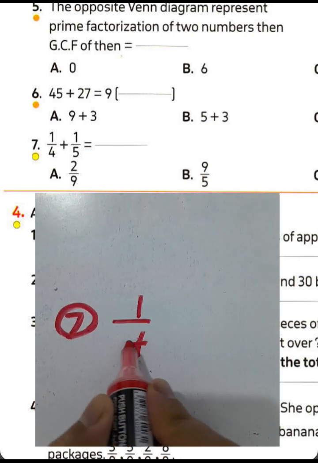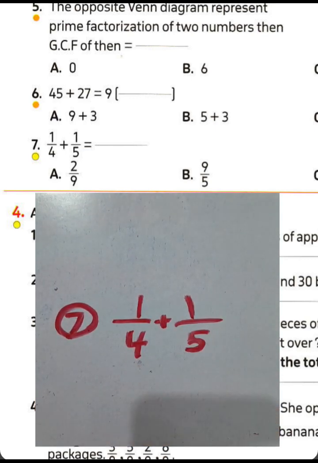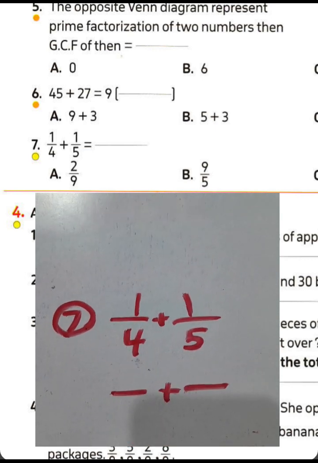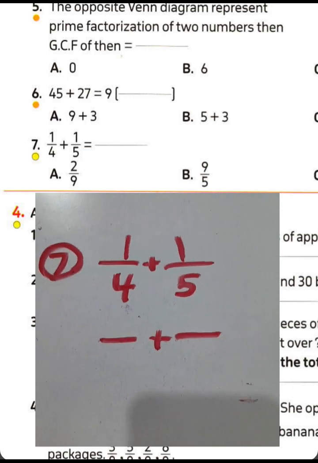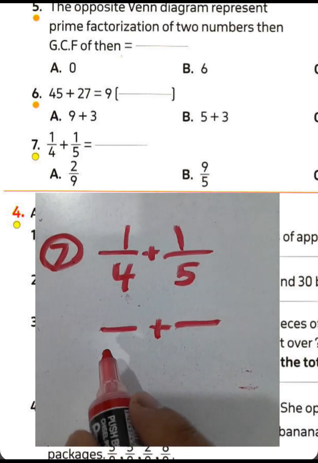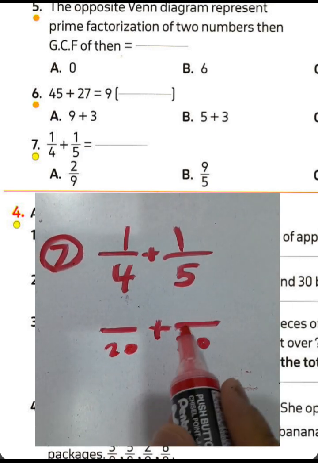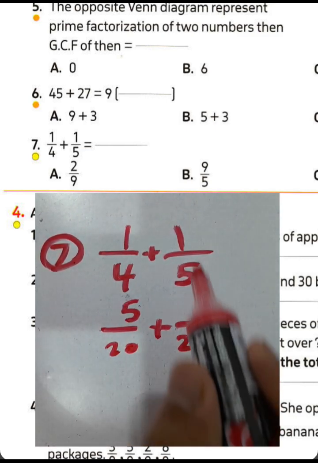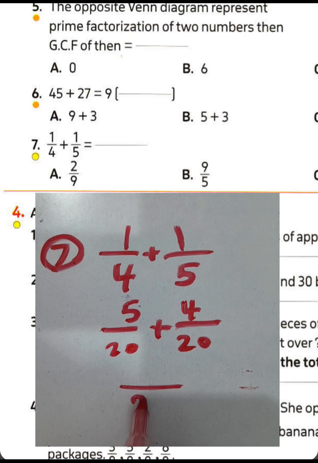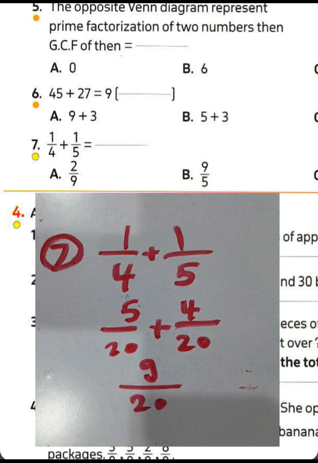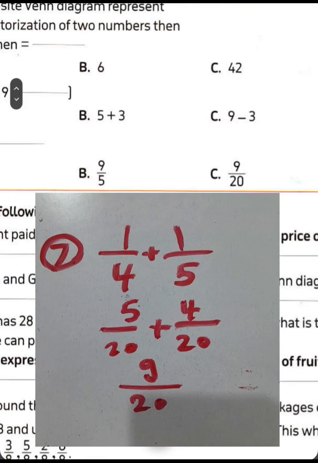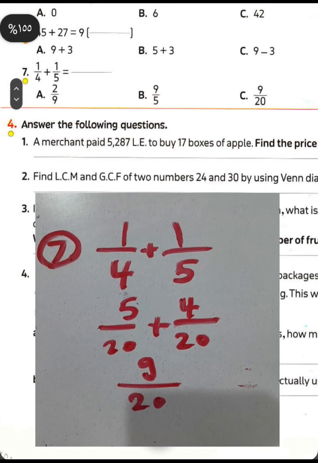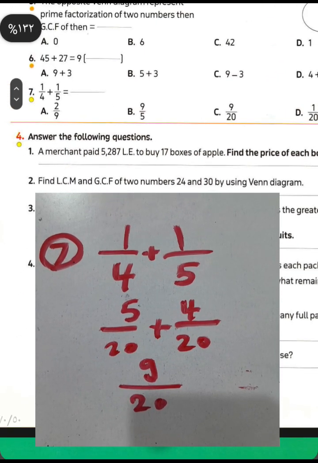Question number 7. 1 over 4 plus 1 over 5. We can find the result by writing the least common multiple between the two numbers here. The least common multiple between them will be 20. Right? 20 here. 4 times 5 equal 20. 1 times 5 equal 5. 4 times 5 equal 20. 1 times 4 equal 4. And then you can add them. 5 plus 4 equal 9. The result will be 9 over 20. Choose what? Letter C.